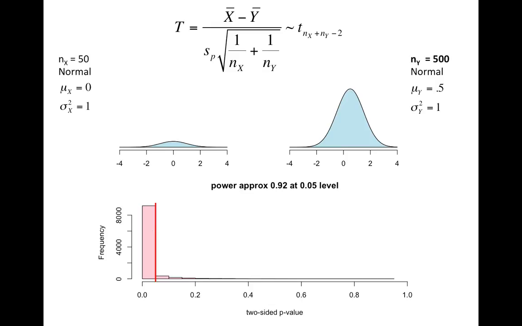Before I had power 0.7 for this difference of 0 and 0.5, but when I add this extra 450 people to this group, the power goes way up. Now it's much more likely that I'm going to notice that the two groups are different. And that should make sense. I have more data, so I have more precision for the mean I calculate in this group. I'll be able to realize that the mean in this group is something different than the mean over here.